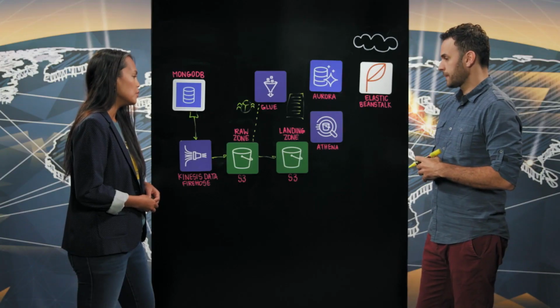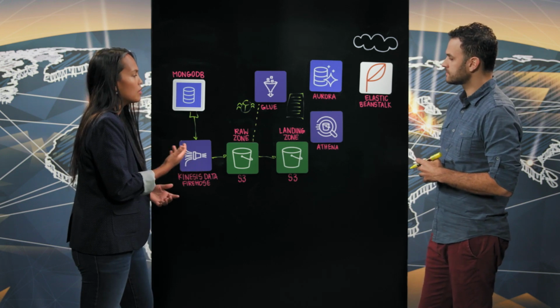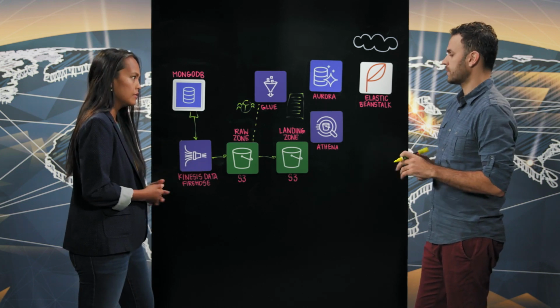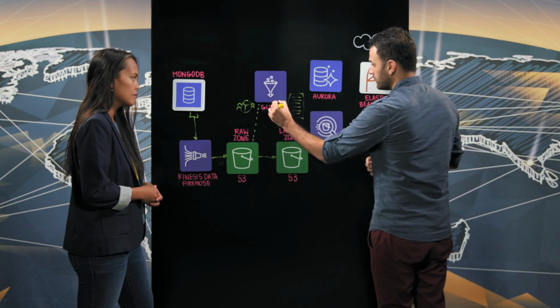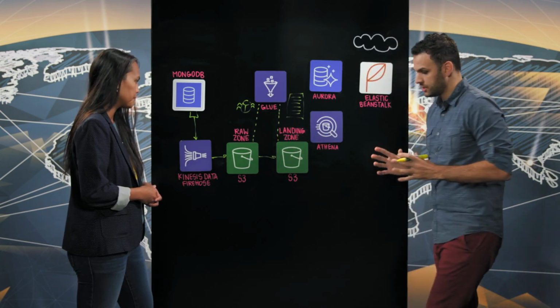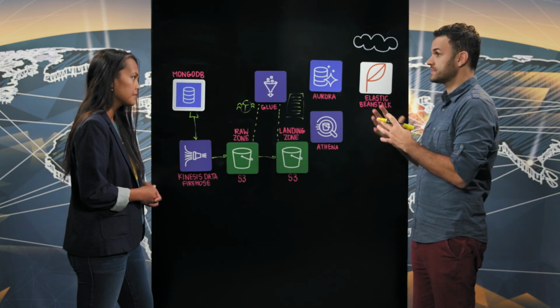Gotcha. So once that's curated, I see that you have an Aurora database there, right? What happens next in the flow? All right. Once the data hits the landing zone, another Glue job gets triggered. And that Glue job is responsible for turning this JSON into a star schema.